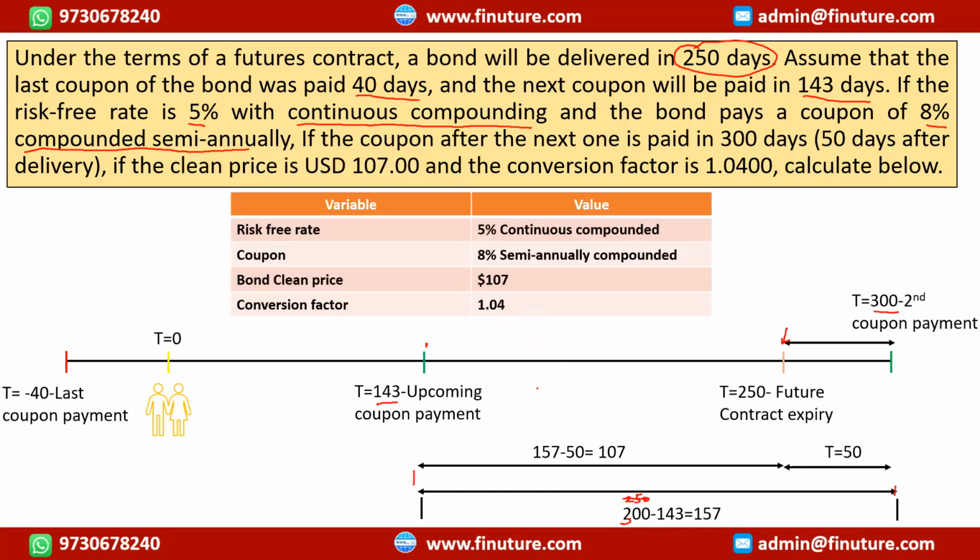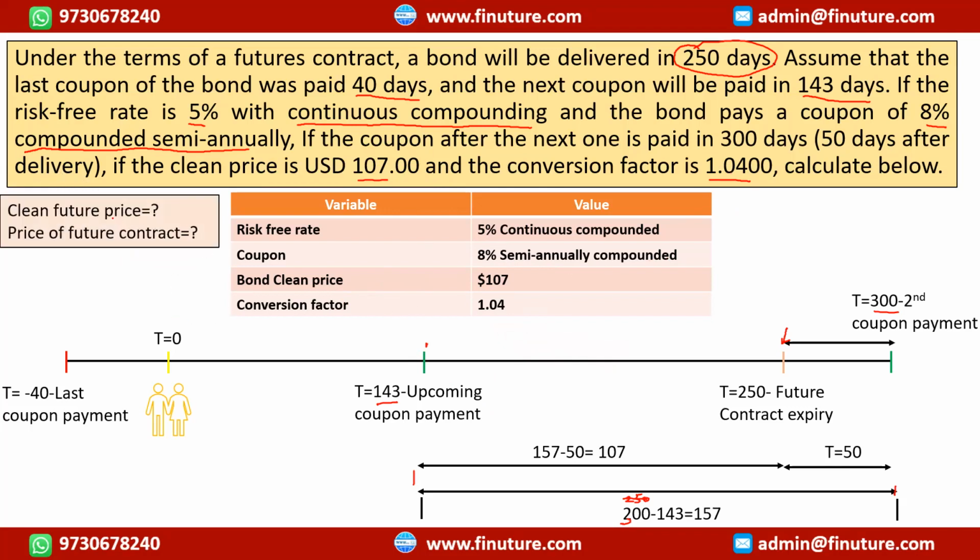Another piece of information given was that the risk-free rate is 5% continuously compounded. The coupon is 8% semi-annually compounded. The bond clean price is $107, and the conversion factor is 107. I'll tell you in a while why this has been given.